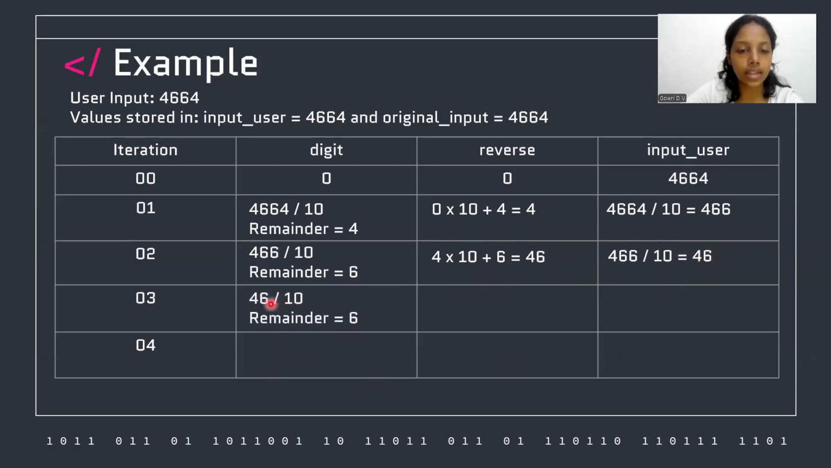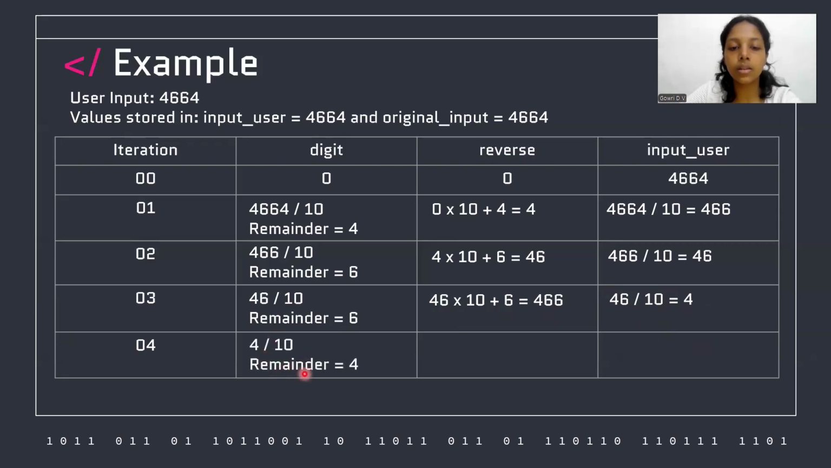Upon doing so, we extract this next 6. Then we add this into reverse by multiplying with 10 and adding the digit 6. Now we modify input_user by dividing by 10. So this eliminates this digit 6 and stores 4 instead of 46. Now 4 is not equal to 0, so we can repeat the steps again. 4 divided by 10 leaves the remainder 4. So digit holds the last value 4 in it.